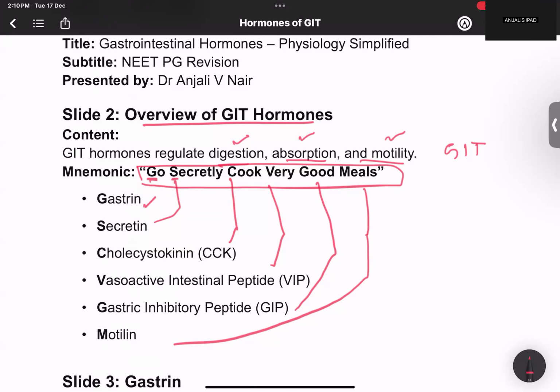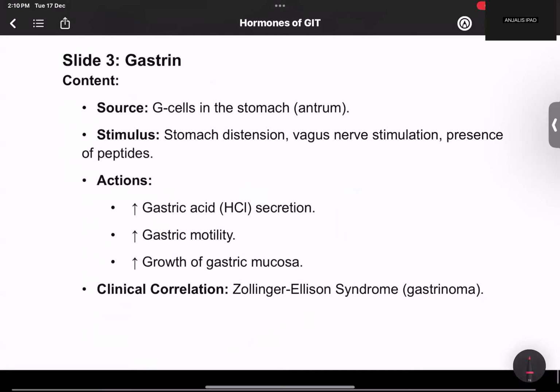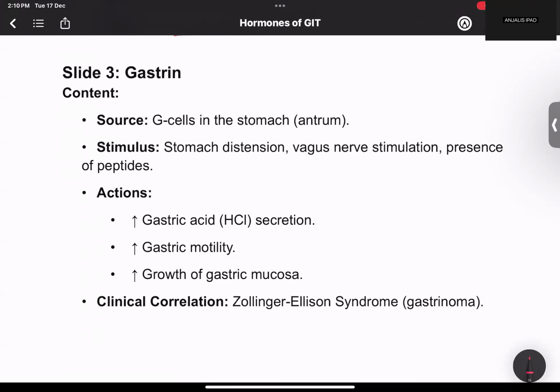Now moving on to the first one, gastrin. Gastrin is secreted by G cells in the antrum of the stomach. So what is the source? The source is G cells in the antrum of the stomach.